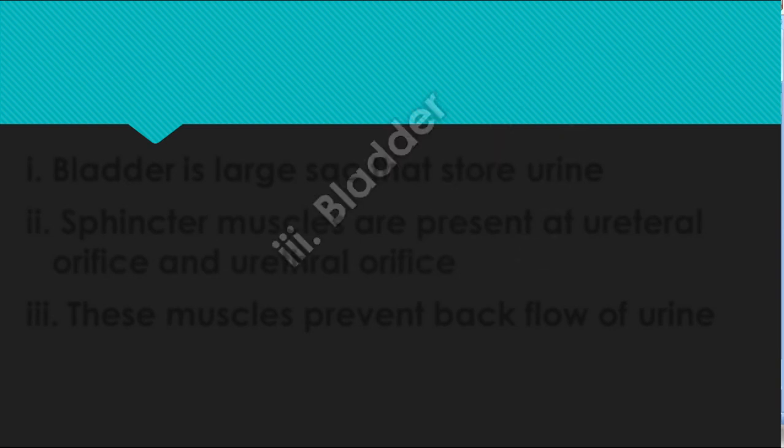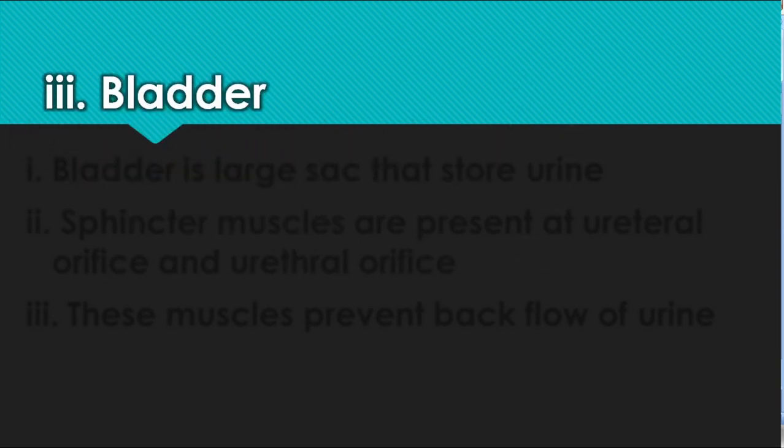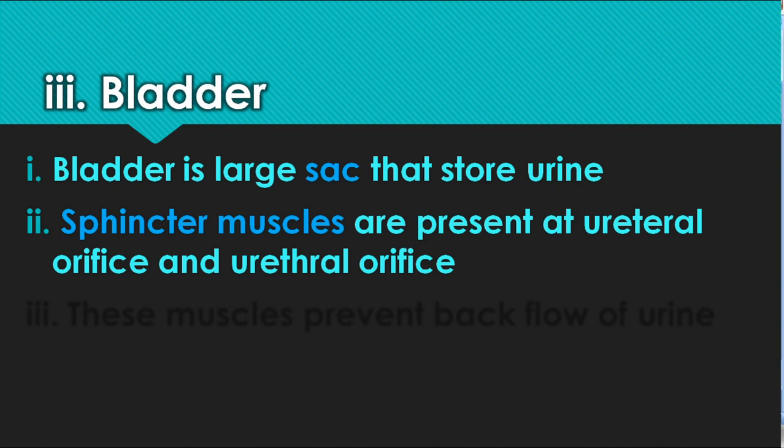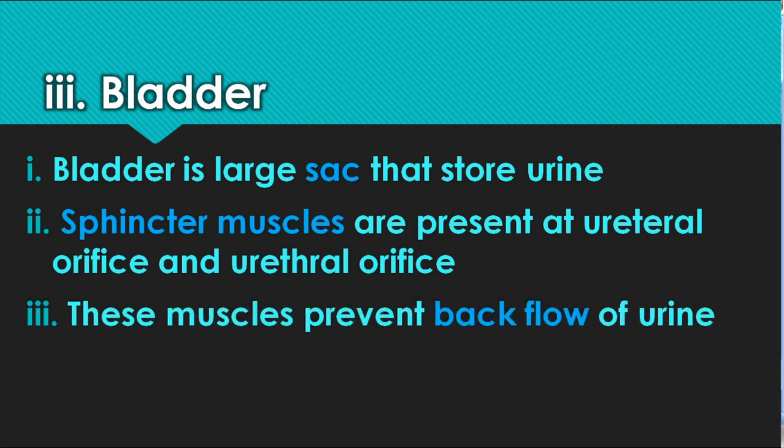The third component of human urinary system is the bladder or the urinary bladder. Bladder is a large sac that stores the urine. And this bladder also has sphincter muscles that are present at the junction of the ureter and the urethra, by the ureteral and the urethral orifices. And these sphincter muscles actually prevent the backflow of the urine.